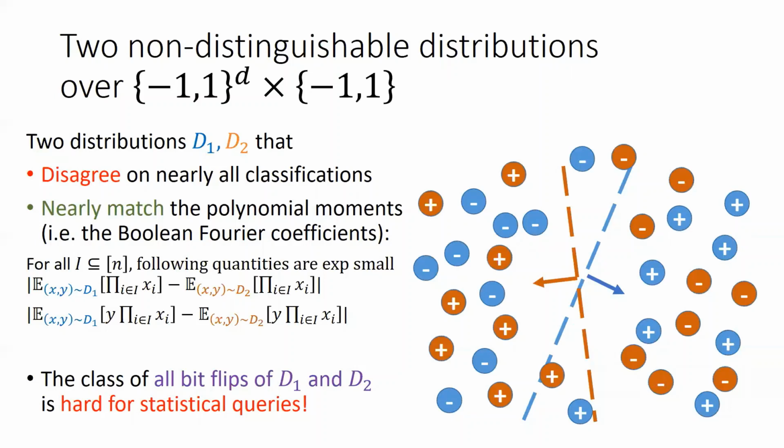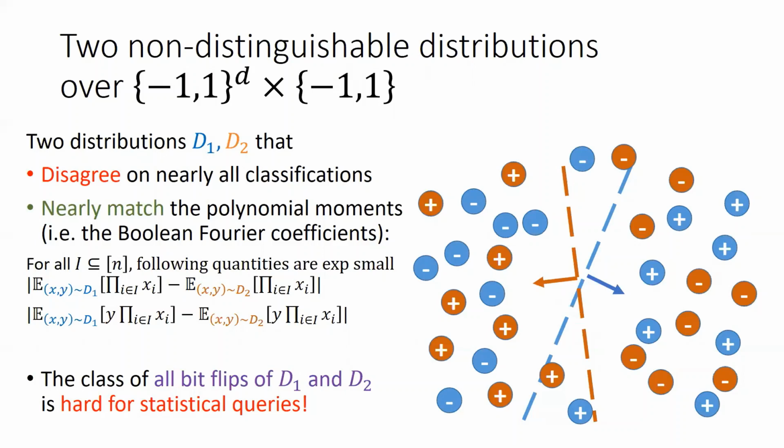And it relies on finding two distributions over pairs x,y that satisfy two important properties. So on one hand, these distributions disagree on most of the classifications, as you can see in the plot. So the blue distribution classifies as +1 points that are classified as -1 by the orange distribution, and vice versa.